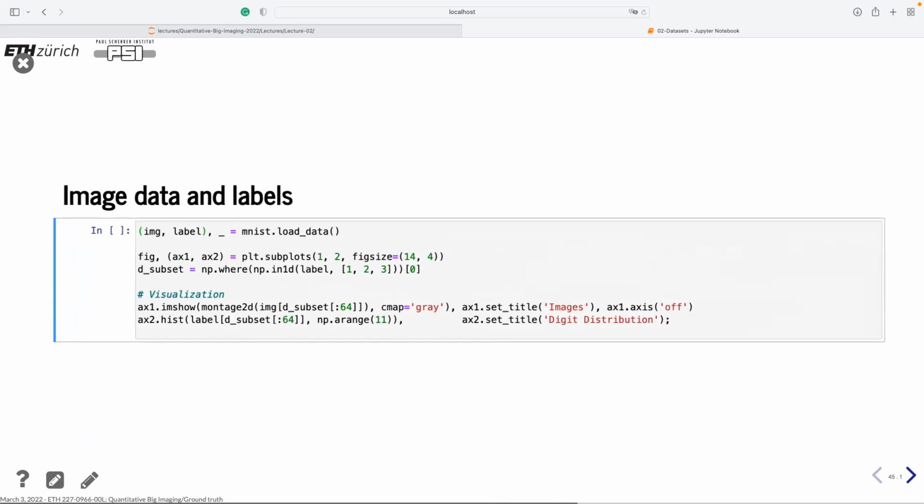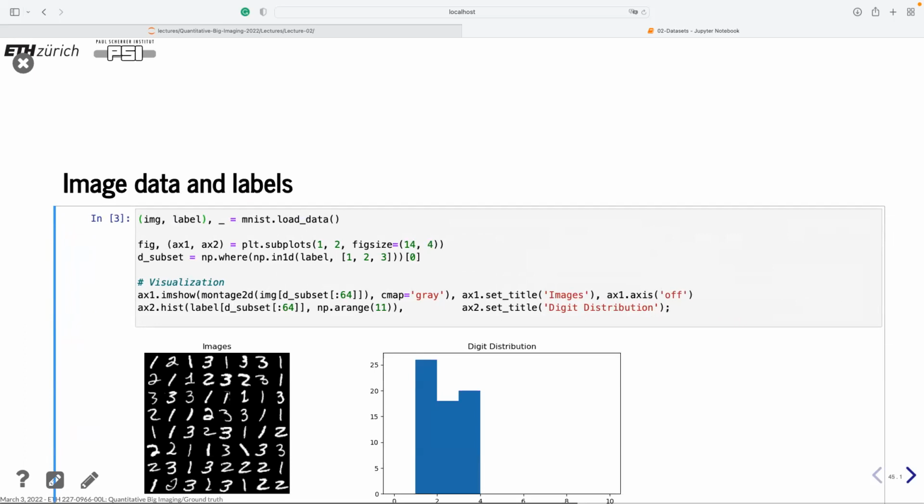So here is an example of data and labels. Here we have extracted only 1, 2, 3 from the MNIST database. And you can see in the example that we have a slight overrepresentation of 1s, and 2s and 3s are about the same. So here we can again see how the data is distributed within the data set.